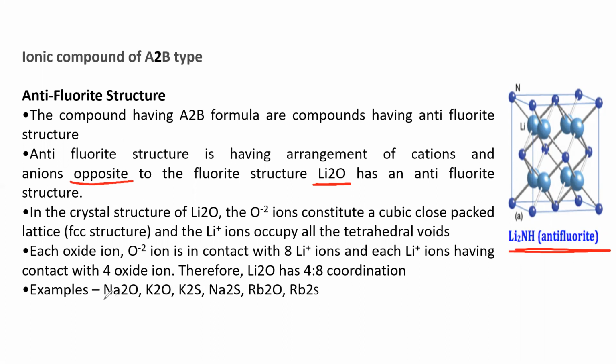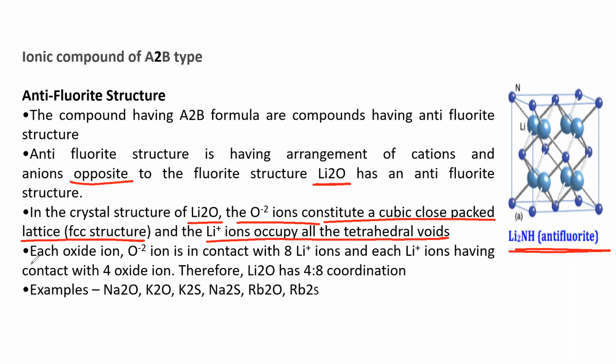In the crystal structure of Li2O, the O2- ions constitute a cubic close packed lattice, that is the FCC structure, and lithium ions occupy all the tetrahedral voids. That's why it is opposite to the fluoride structure. What is the fluoride structure? There, anions are not occupying the cubic close packing; cations are occupying cubic close packing and anions are occupying tetrahedral voids. In the anti-fluoride structure, anions occupy cubic close packing and cations occupy tetrahedral voids. So if you know the fluoride structure, we can remember the anti-fluoride structure, just opposite to it.